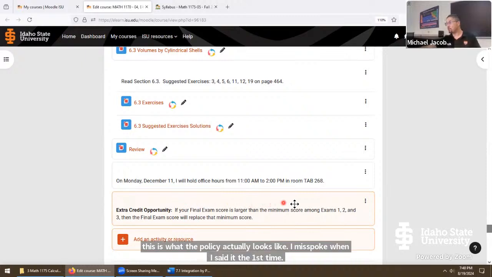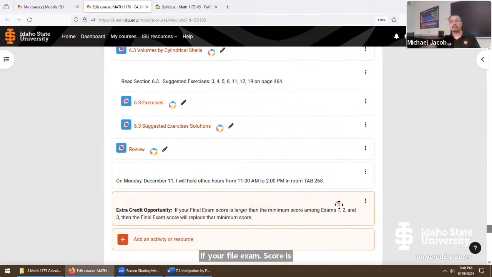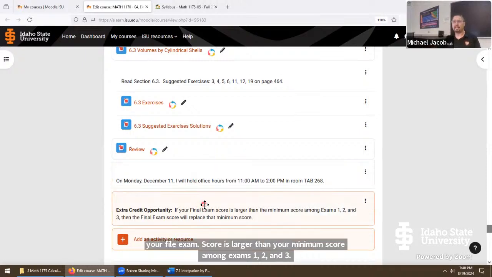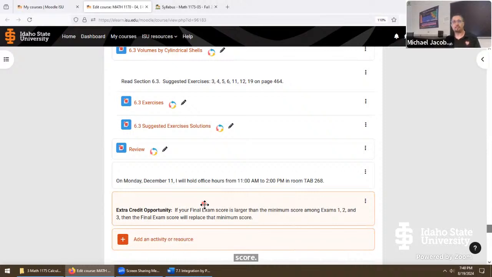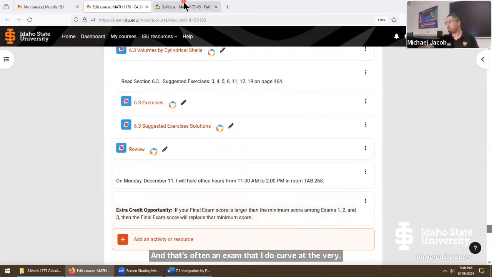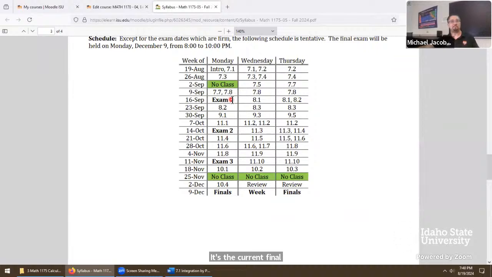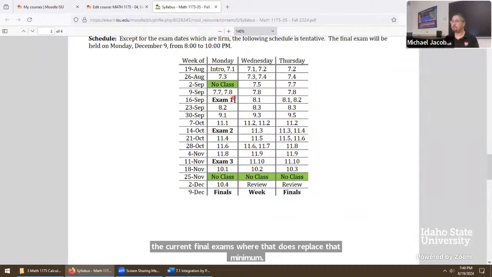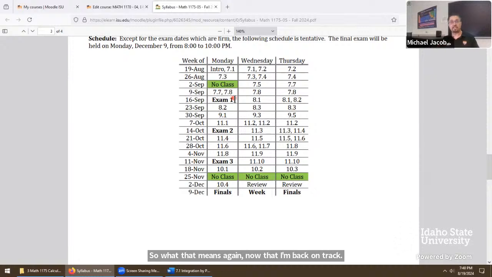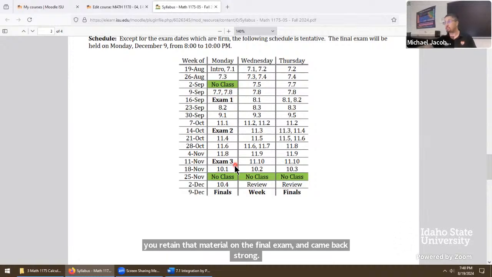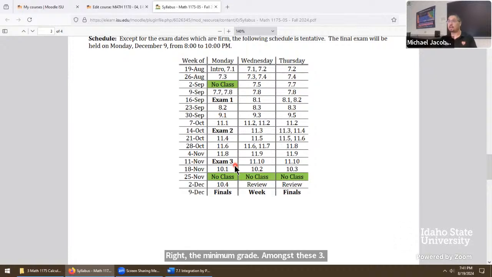If your final exam score is larger than your minimum score among exams 1, 2, and 3, your score on the final exam will replace that minimum score. And I don't write a nasty final exam, and that's often an exam that I do curve at the very end. It's the curved final exam score that does replace that minimum. So what that means, again, now that I'm back on track, if you had a rough exam amongst exams 1, 2, and 3, but you retained that material on the final exam and came back strong, your final exam grade will overwrite the minimum grade amongst these 3, if it's higher. It's not an opportunity that would actually hurt your score, only help.